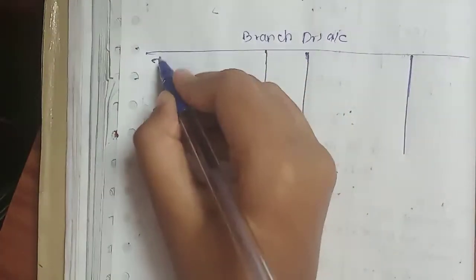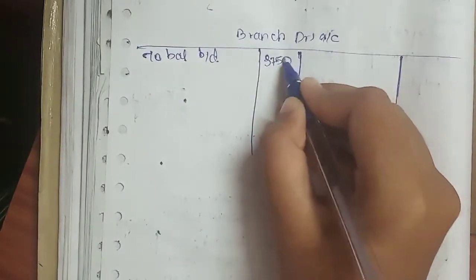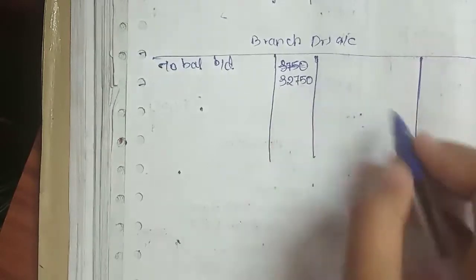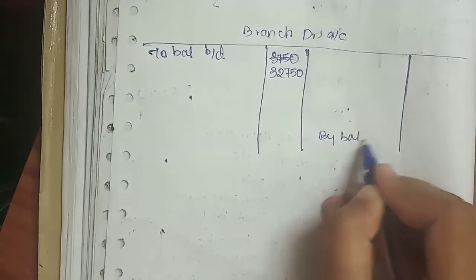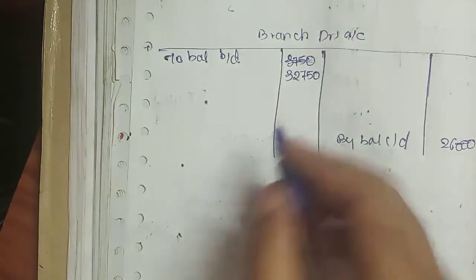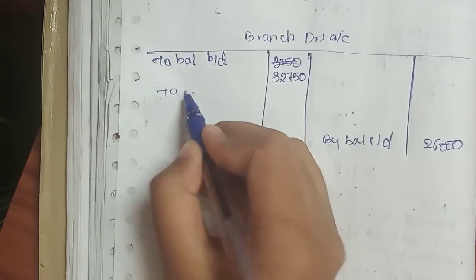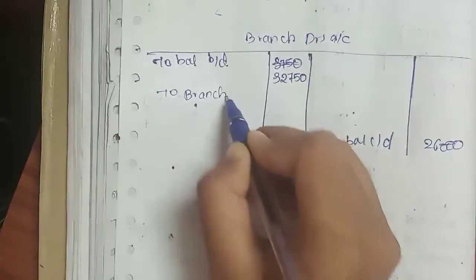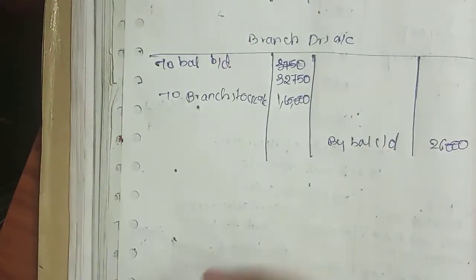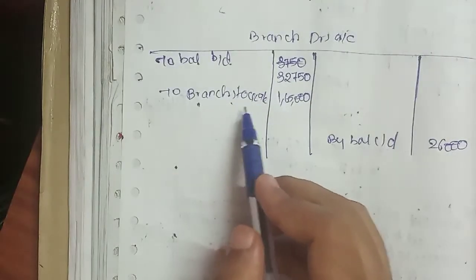Now the debtors. They have given the opening balance brought down 32,750, and the closing balance carried down of the debtors is 26,000. So credit sales you have made, that you have recorded in the stock account. So record here as branch stock account 1,65,000. If you're doing something like this, better change there also: write it as branch debtors account only for the credit sales.